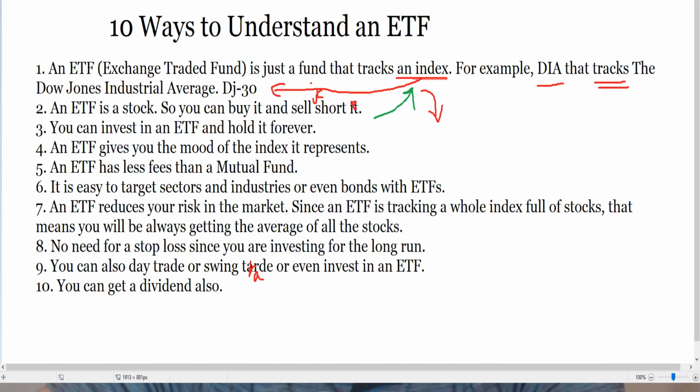Now the other one, in number nine, we are still in number nine. In an ETF, you can day trade. It means you can use it as a day trade. In the morning you buy it, you wait for half an hour or 50 minutes or 1 hour. You do it as it is a stock. So don't think that because an ETF is following an index, it is not usable. You can use it as a stock.